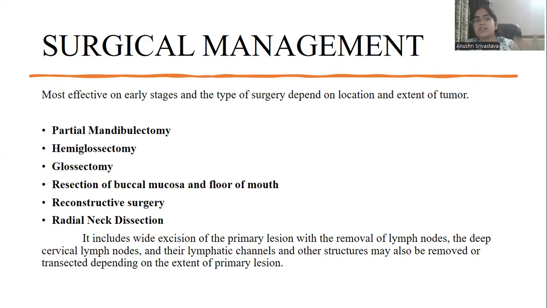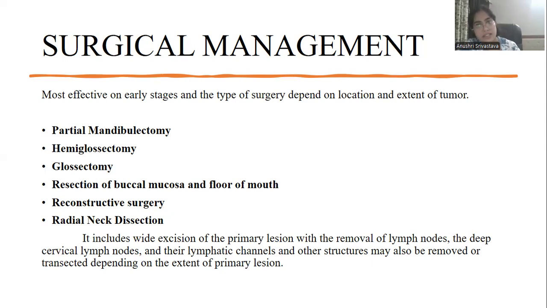After doing all the procedures, partial mandibulectomy, hemiglossectomy, glossectomy, or resection of buccal mucosa, we can go for reconstructive surgery or plastic surgery. Next, radical neck dissection. If the cancer is of the oropharynx, then we will also do a radical neck dissection.